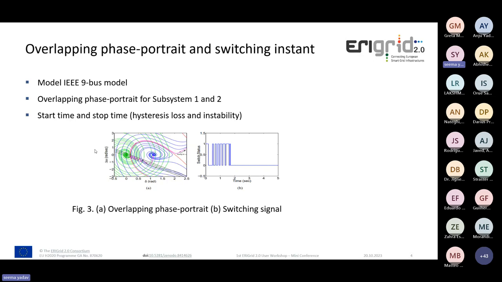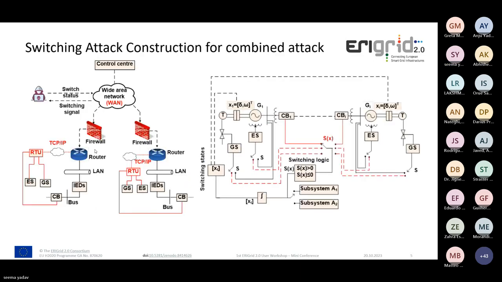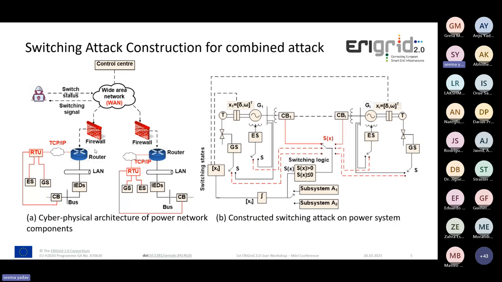The switching signal is shown in figure 3b, obtained from these experimental results. This is the switching attack construction for the combined attack. Here I am saying combined attack because we tried to implement attack on the circuit breaker alone, and circuit breaker with excitation system, and then circuit breaker with governor system.